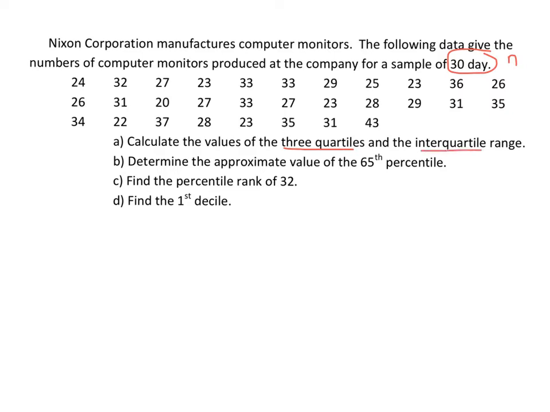quartile, the interquartile range. You need to find the approximate value for the 65th percentile, the percentile rank of 32, and then something new. Here they want you to find the first decile. Take a minute, enter the data into your calculator, do the 1-Var Stats test, and supply a picture. And I'll put my picture of my 1-Var Stats test up on the TV in a moment.